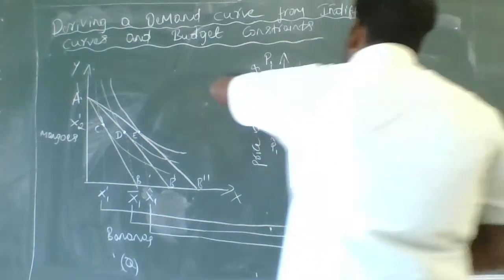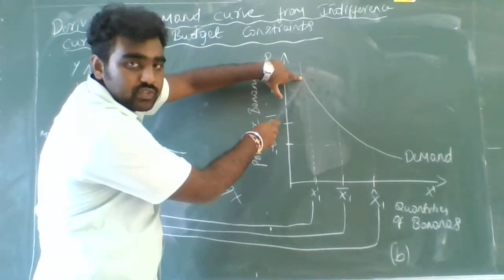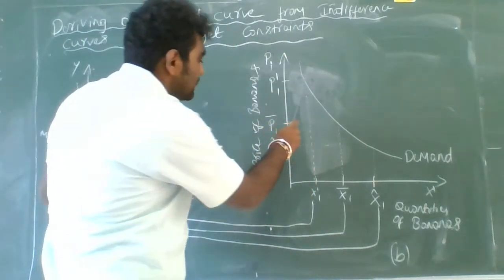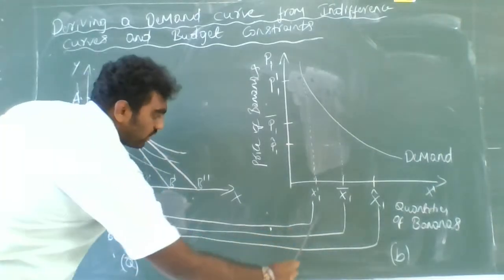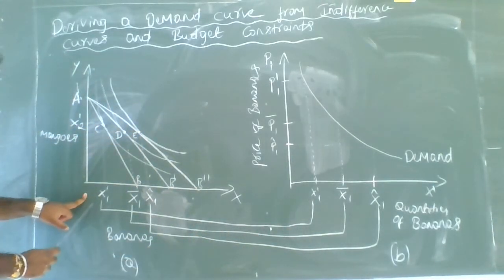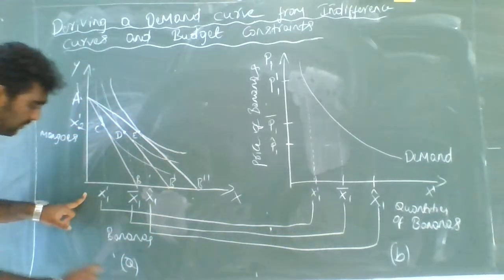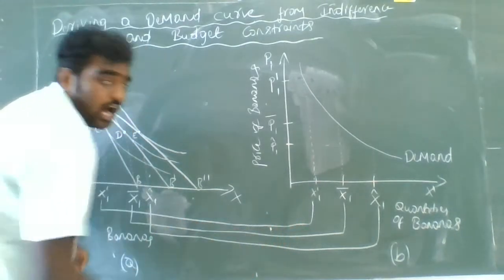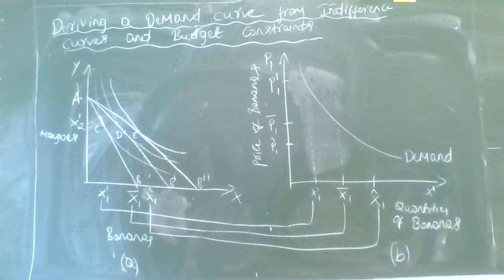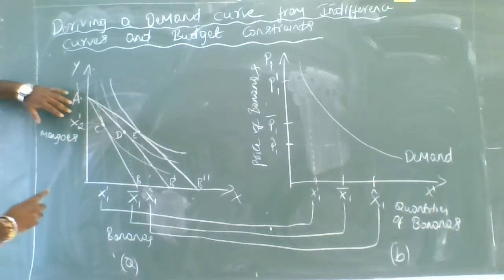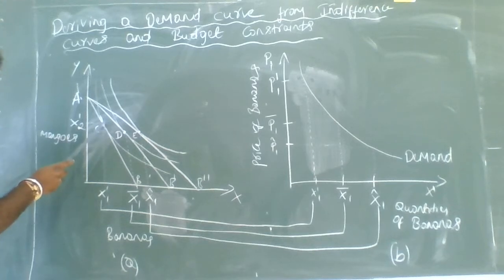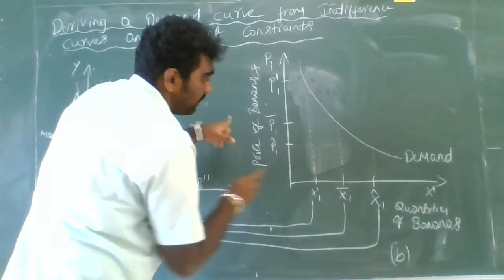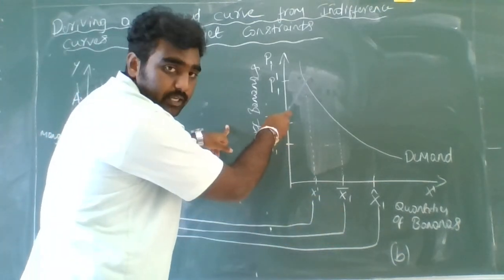First we arrived at this point. This quantity is the same as this quantity, so I have drawn a line here. Both quantities are the same. With the help of the indifference curve and budget line we selected the bundle, and with the help of quantity and price we selected the bundle here.